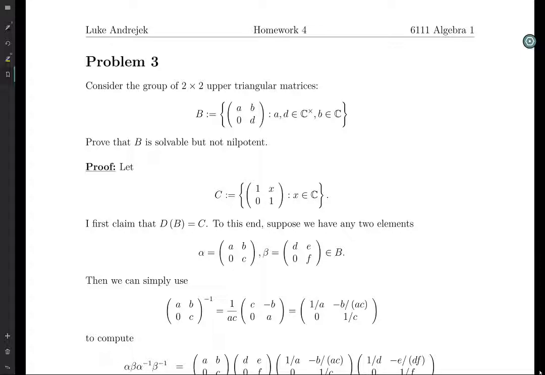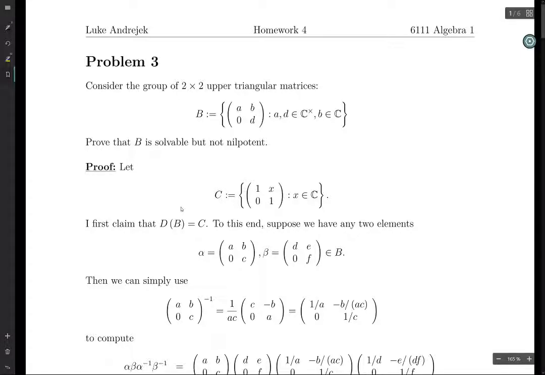But yeah, for this problem, this is really good because we get to review the definitions of solvable and nilpotent groups, but we also see an example of why they're not the same thing. Alright, so we have these matrices of the form A, B, D, where A and D are non-zero complex numbers, and B is any complex number, and it can be zero. Let B be all such matrices where A and D are 1.